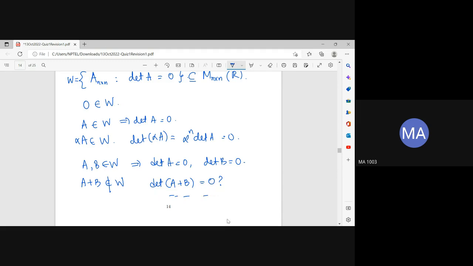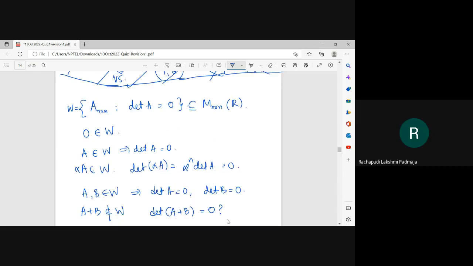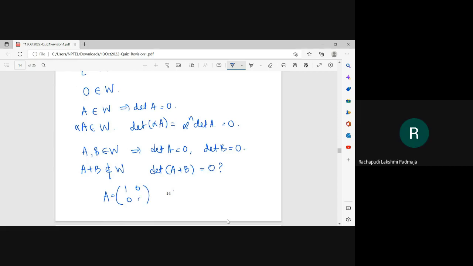Yeah. So can you give me a set of matrices for which this does not hold? Take A as the matrix with 1, 0, 0, 0, and B as the matrix with 0, 0, 0, 1. What is the determinant of A plus B? What is A plus B? It is 1, 0, 0, 1, the identity matrix, right? Its determinant is 1. So A plus B does not belong to this set.